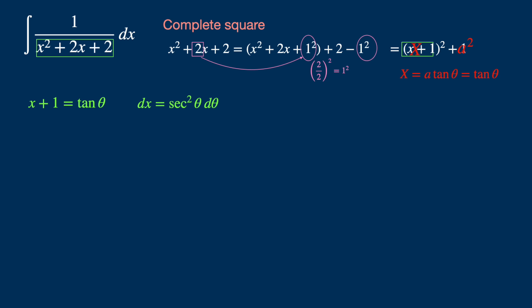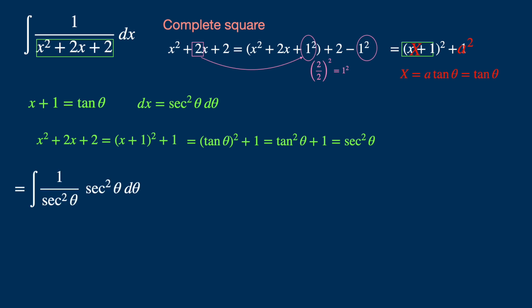Now go back to the integration right there, guys. x squared plus 2x plus 2 is going to be x plus 1 squared plus 1. We did a complete square. That's going to be tangent squared theta plus 1. Tangent squared theta plus 1 is secant squared theta. So now let's go back to the original integration. Integral of 1 over secant squared theta times dx, which is secant squared theta d theta, cancels out. You have just 1 d theta. The antiderivative of 1 is theta plus c.